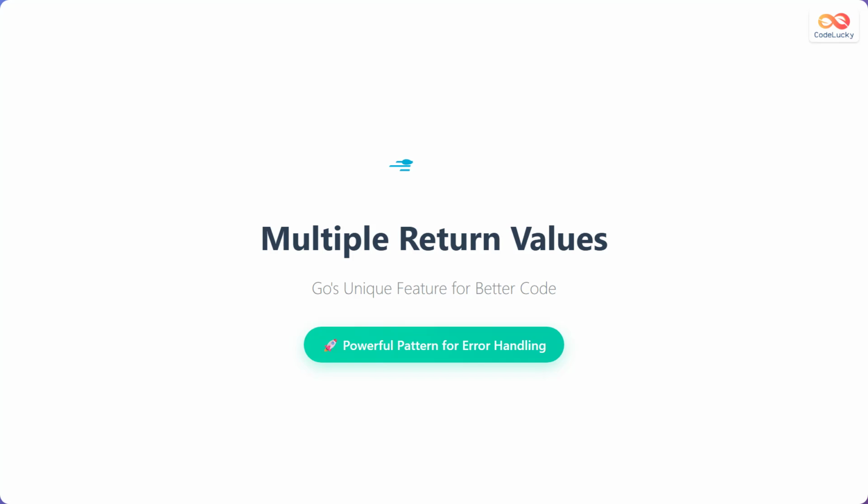and cleaner code architecture. Multiple return values are extensively used throughout the Go ecosystem, making them an essential concept for any Go developer to master. Today, you'll discover how this unique pattern revolutionizes error handling and makes your code more robust and readable.